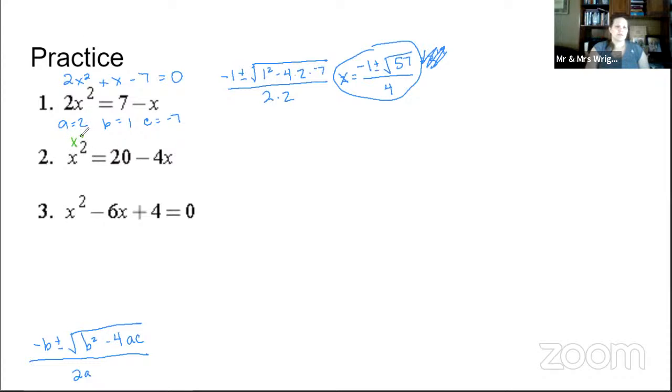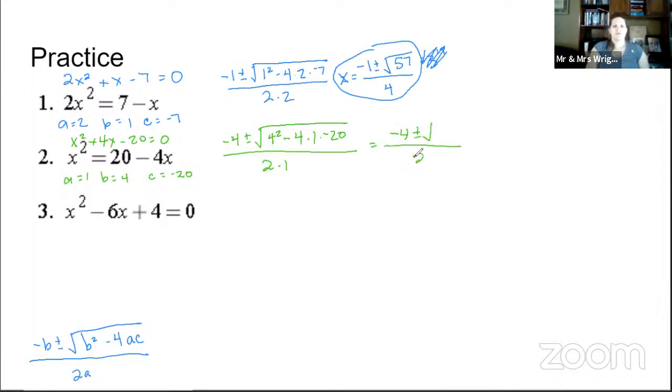Let's put it in standard form. X squared plus 4x minus 20 equals 0. A is 1, B is 4, and C is negative 20. Let's plug it into our formula. Negative B, negative 4, plus or minus the square root of B squared, so 4 squared, minus 4 times A, which is 1, times C, which is negative 20, all over 2A. And A is 1. So I'm going to rewrite this as negative 4 plus or minus, get my radical ready there, and it's all going to be over 2.